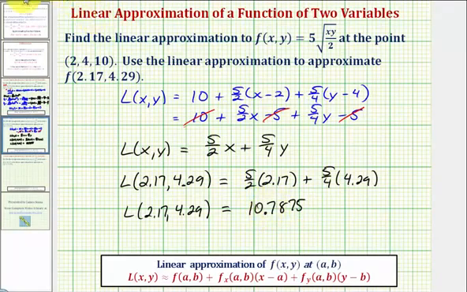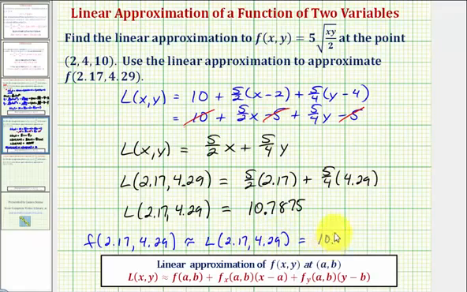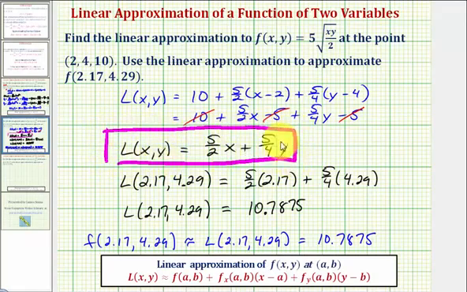So again, the idea here was that f of 2.17 comma 4.29 is approximately equal to L of 2.17 comma 4.29, which is 10.7875. So we found the linear approximation to our function f of x comma y at the given point here, and then we used this to approximate a new function value, which we found to be 10.7875. I hope you found this helpful.